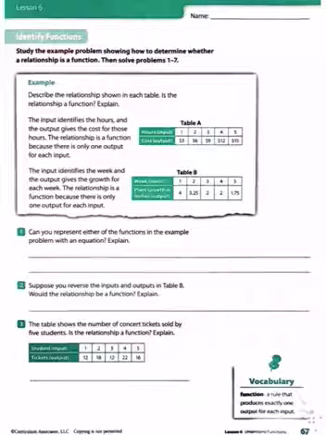Okay, for problem number 1, it says, can you represent either of the functions in the example problem with an equation? Explain. If we look at the first function at table A, you can see that the input or the hours, the x value, is going up by 1s, and the outputs are going up by 3. The y values are going up by 3. And so our equation would be y equals 3x.